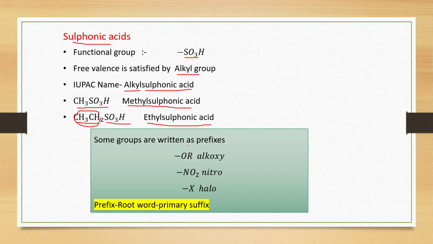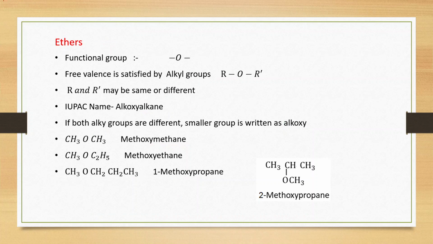But there are certain groups which are always written as prefixes. Like OR, alkoxy, NO2, nitro, X, halogen. So if these groups are present, then we'll write their name like this. First we'll write the prefix, then root word, then primary suffix. Okay, let us see some examples.